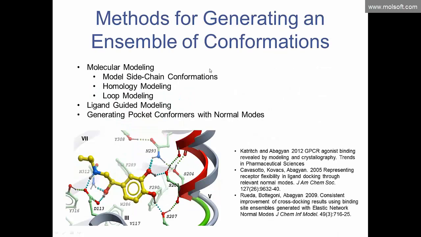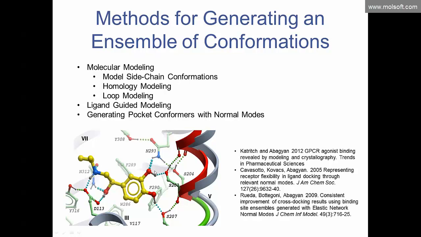Built into ICM, if you don't have an MD simulation structure, crystal structure, NMR structure, or other multiple conformations, there are some methods to generate an ensemble of structures. One way would be to model side chain conformations. You could build homology models. You can also build loops. And if you go to our webinar archive, there's a webinar on each of these topics.